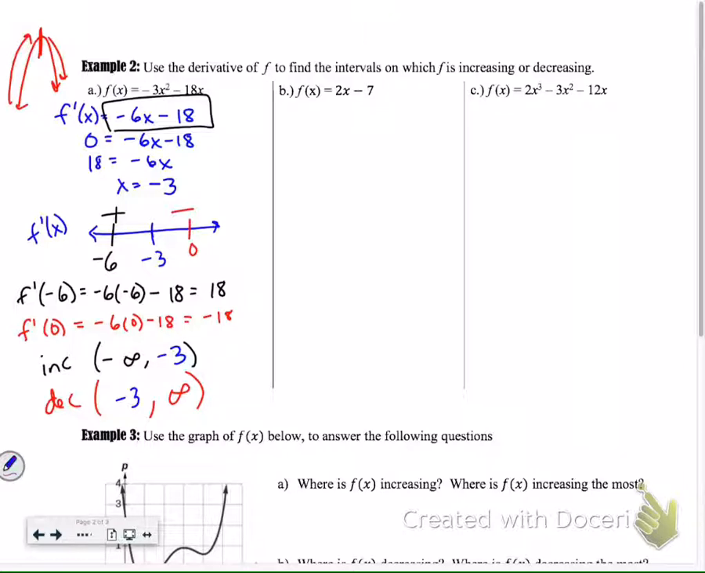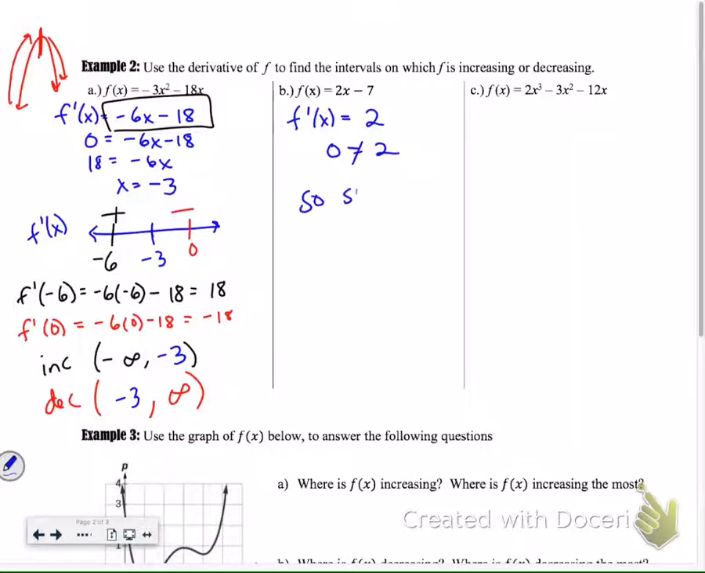Same process. So the next one, we find the derivative. So f prime of x is equal to 2. Well, I would set that equal to 0, except I can't. So what do you do there? Well, how we find out when it's increasing and decreasing is we look at the sign of the number. In this case, the derivative is always 2, so it's always positive, which means it's increasing the entire time.